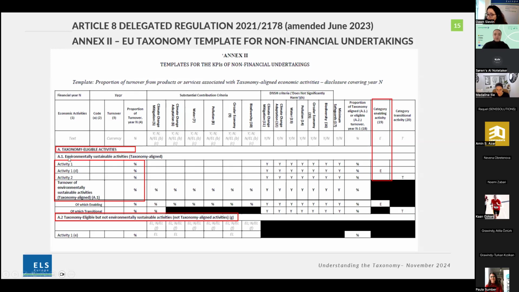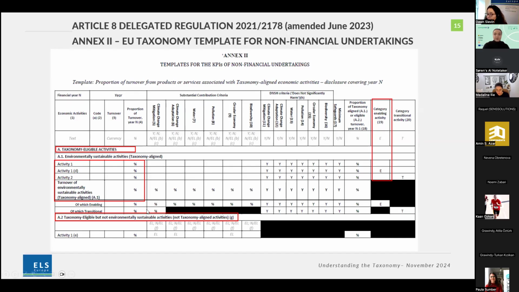Then they have to break that down into which activities substantially contribute to each one of the 6 environmental objectives. Do they meet the do no significant harm technical screening criteria? Are they a transition or enabling? Are they categorized as that? This is on the far right, E&T.